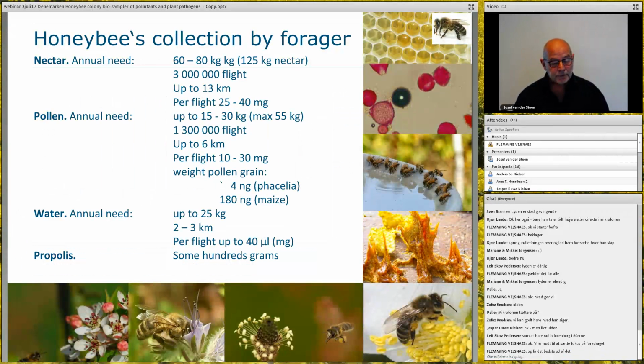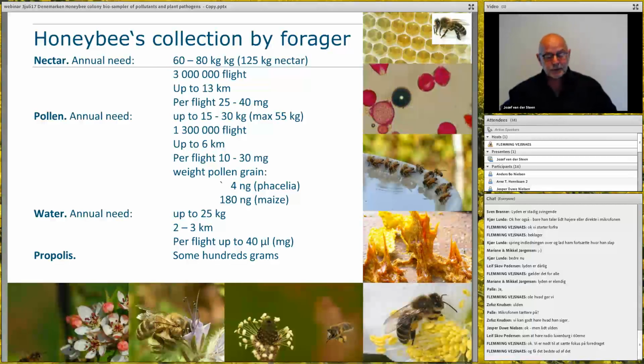That are our employees, and they're collecting honey, and they're collecting pollen, and just starting with honey, they collect over 100 kilogram nectar per year. And doing this, they're making 3 million flights. You can imagine that they collect a lot of stuff along with nectar. They can fly up to 3 kilometers, but normally they do it within 1.5 kilometers.